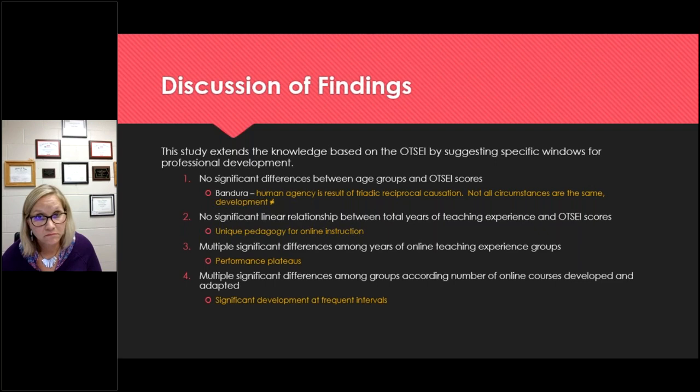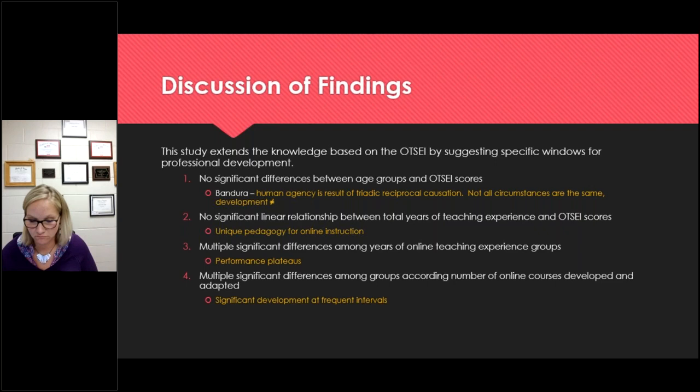And the fact that there were no findings in itself is significant, because Bandura tells us that human agency or behavior is a result of a model that he terms triadic reciprocal causation, which is a sort of dynamic interaction between personal characteristics, behavior, and environment. And so obviously that's quite a bit of variation for each person. And if there had been significant differences, that would imply that professional development is the same for each year of experience or very similar for all online nurse educators, which really is not a logical assumption.